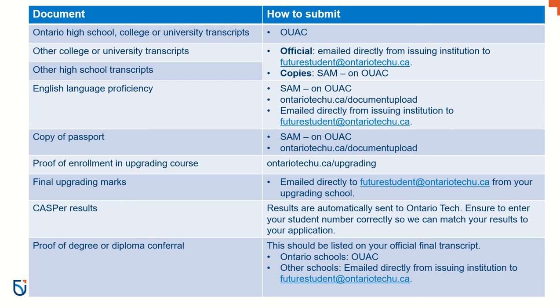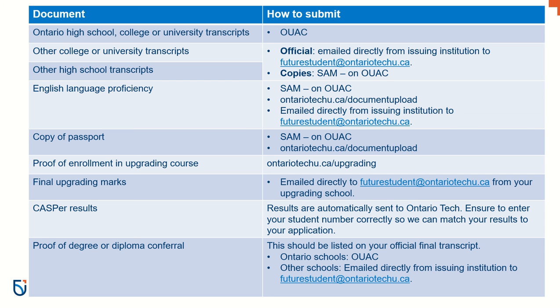If you're required to provide English language proficiency, you can send us a copy of your test results from, for example, IELTS or TOEFL through SAM on OUAC or through our document upload page. If you want to send us results officially, they can be sent directly from the issuing institution to futurestudent@ontariotechu.ca. If you send in a copy, we can verify a lot of the results online, and then we would convert it into an official document.